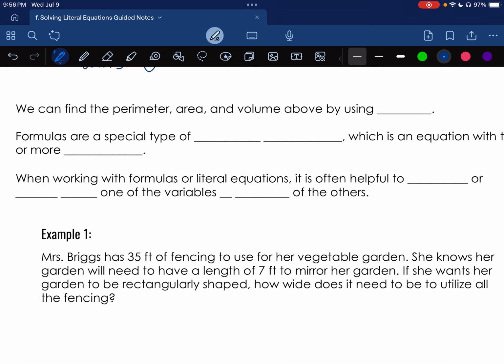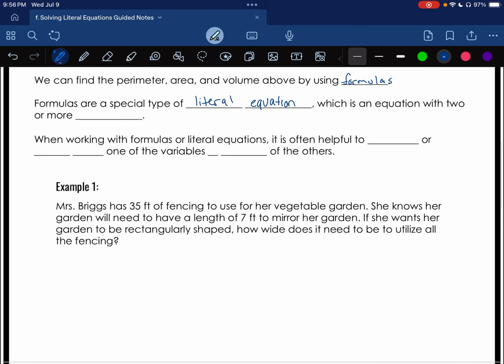All right, so we can find the perimeter, area, and volume above by using these formulas, right? Formulas are a special kind of literal equation, which is an equation with 2 or more variables. When you're working with formulas or literal equations, it's often helpful to isolate or solve for one of the variables in terms of the others. I'll show you what this means.